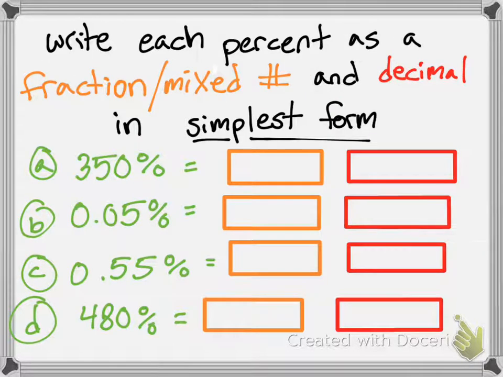Are you ready for this one? I want you to write each percent as a fraction or mixed number and as a decimal in simplest form. I suggest you start with the decimals. It will help you go to fractions. First, I want the form of a decimal, because aren't decimals to percents and percents to decimals the pretty easy ones, right? Alina, what is 350% as a decimal?